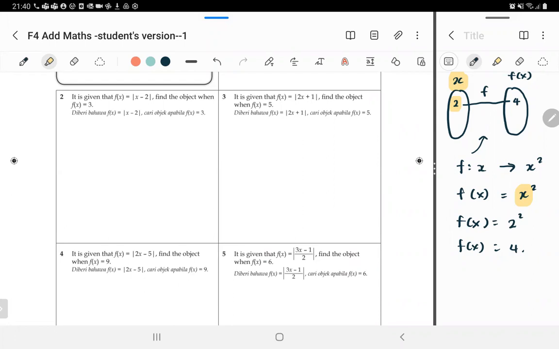Okay, number 2. You got the answer already, huh? So 3 equals x minus 2, and negative 3 equals x minus 2. So x will be equal to 5, and for this one, x will be equal to negative 1. Okay, 5 and negative 1.